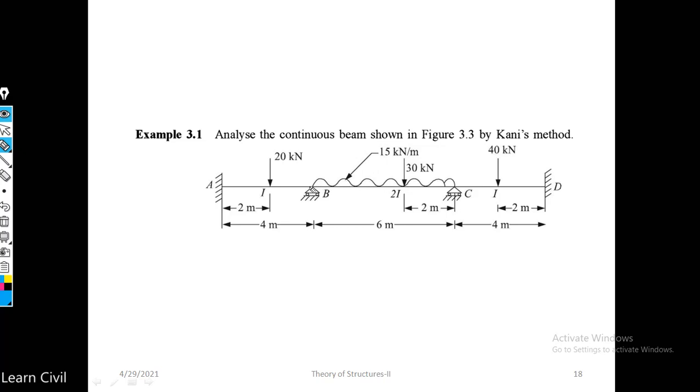Span BC is subjected to a uniformly distributed load of 15 kilonewton per meter, which is acting throughout the span. At the same time, this span BC is subjected to a point load of 30 kilonewton, which is acting at a distance of 2 meter from joint C, and span BC is 6 meter long. The span CD is subjected to a point load of 40 kilonewton, which is acting at the mid span of CD, or at a distance of 2 meter from joint C. So we'll start with the problem.